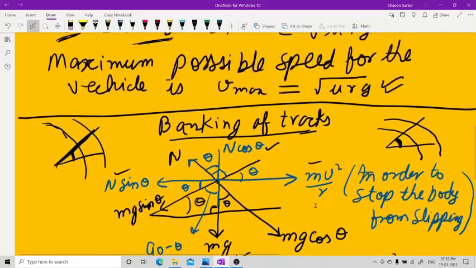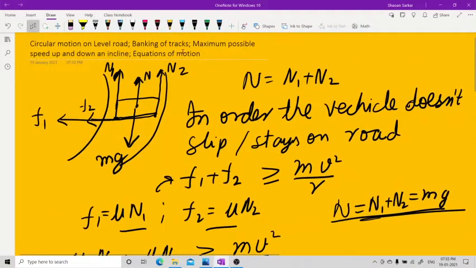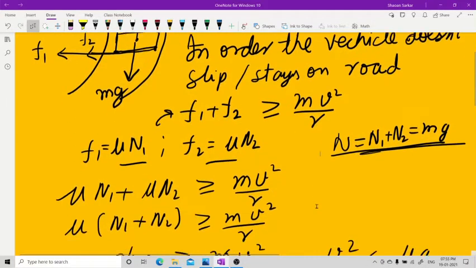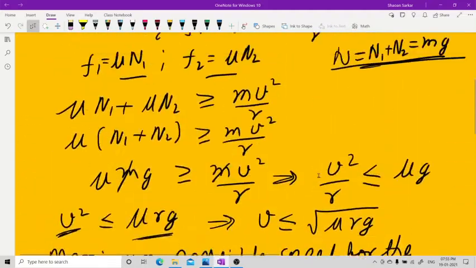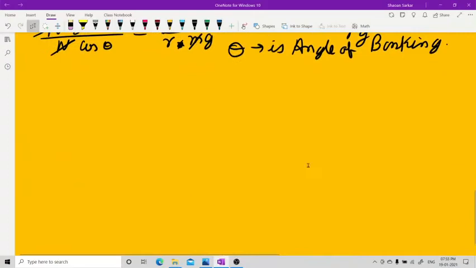Now, the topic that I'm going to take over is maximum possible speed up and down the incline. This is very, very important from your examination point of view. Even this is important. This angle of banking has been asked. I don't remember which year, but it has been asked. Now see one thing very clearly.